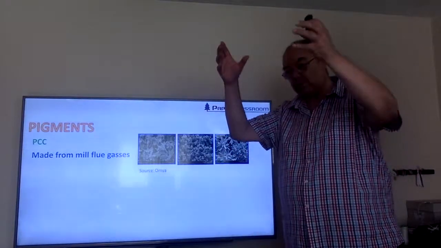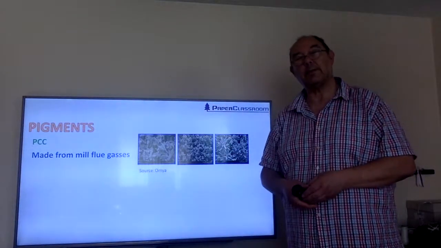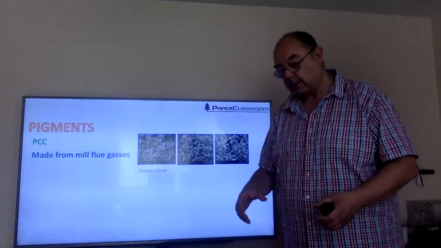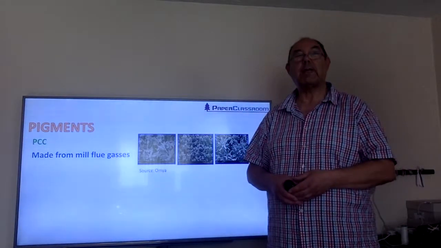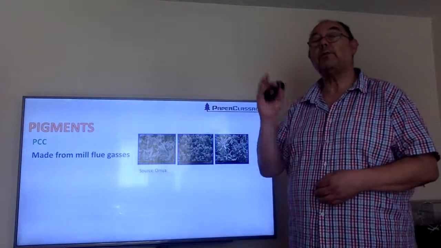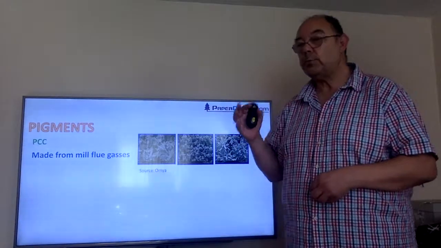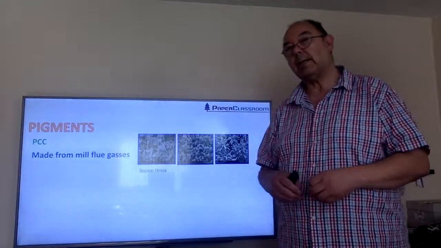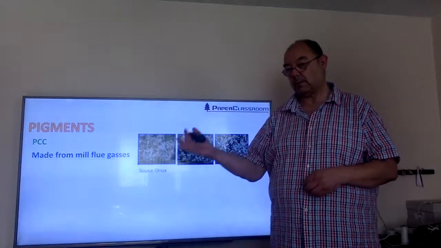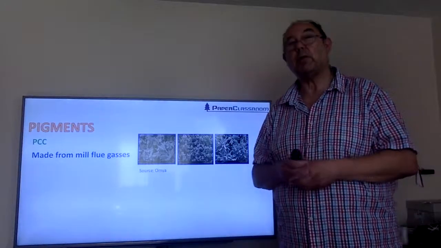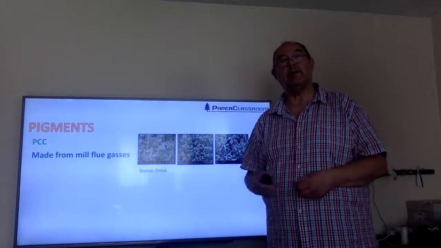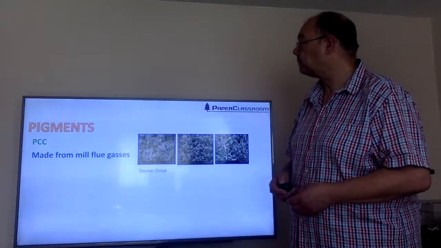So you've got the tall chimney. You've got to have a big enough mill to make this economically viable, but you've got the big tall chimney from the mill that all your flue gases go up, high levels of carbon dioxide there. So rather than just venting it to atmosphere, you bubble it through lime water. You get a reaction then between the carbon dioxide in the flue gases and the lime water, and you produce calcium carbonate. So it's a great way for carbon capture and storage.